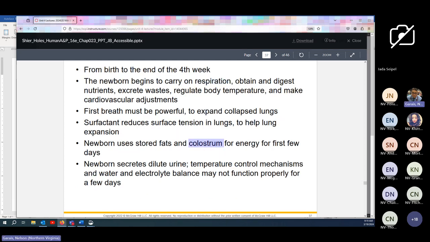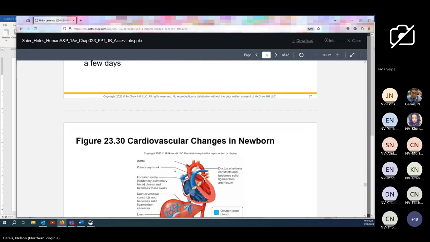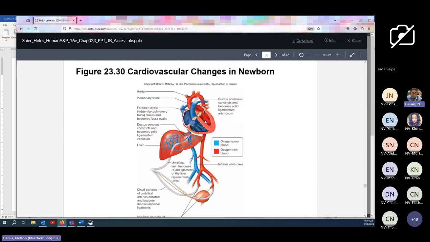Colostrum, the first milk, remember, it's got a lot of energy in it, but what's really great about the milk is that it has antibodies. Remember that passive natural immunity that mommy provides baby? And of course, you know, urine, temperature control, everything takes a couple of days to kick in, sometimes even a week or two, right? And that is part of the neonatal period, the end of 4 weeks. Cardiovascular changes, we already know, right?